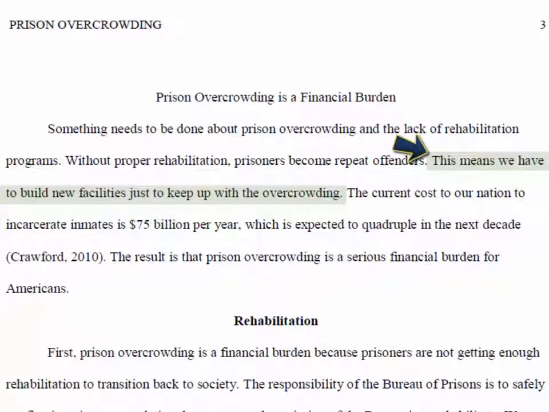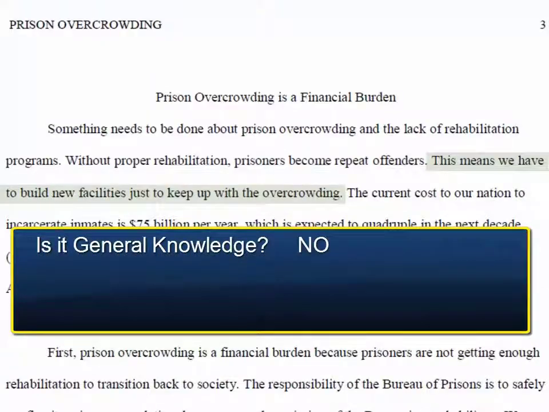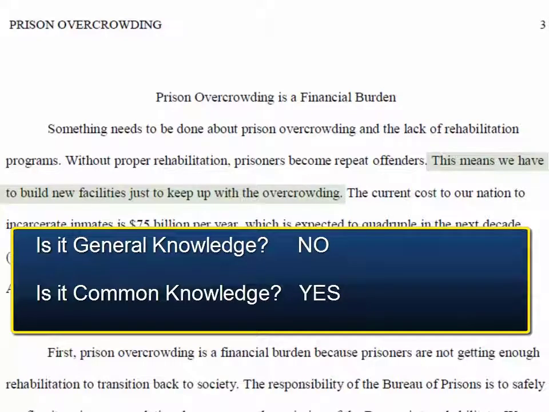This means we have to build new facilities just to keep up with the overcrowding. Is it general knowledge? No. Jane probably didn't know it before she began researching. Is it common knowledge? Yes. As Jane did her research, she saw that this idea, the expanding need for new prison facilities, is a concept known and shared by experts in this field. Therefore, no citation is needed.